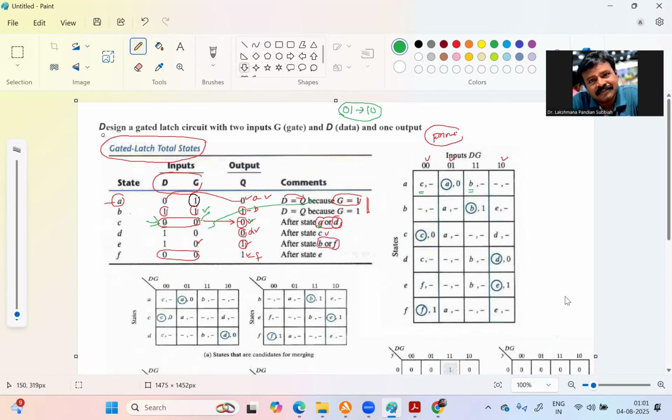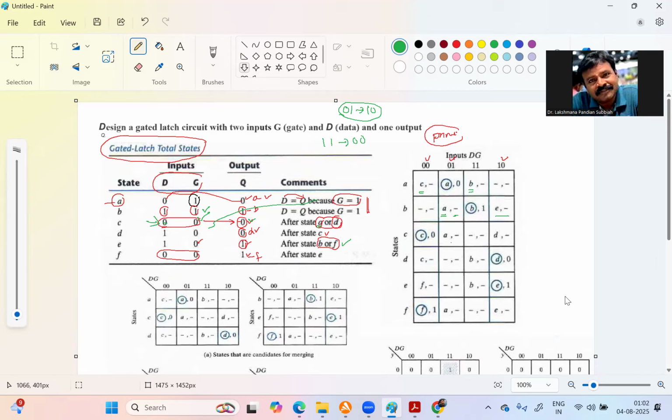Next, similarly for B. So B is 1, 1. From that 1, 1, there is no possibility of 0, 0. So here you put dash dash. Then from 1, 1 to 1, 1, it is already there, right? So 1, 1 to 0, 1. 1, 1 is 1. Then if you apply 0, 1, the result is 1, 1, 0, 1, right? So 0, 1 is state A. Don't worry about that one, right? So here 1, 0, after B, that is E. After B, and F. So here you put E and dash.